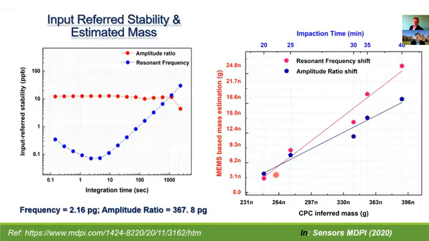And then by combining the previous sensitivity data and this stability data, the input referred stability was calculated. This input referred stability is calculated to obtain the minimum mass that can be sensed based on the frequency shift output metric, which is the traditional method, and the amplitude ratio shift output metric. So while observing the minimum mass that can be estimated based on the frequency shift output metric and the amplitude ratio shift output metric, it was seen that the minimum mass that can be estimated based on frequency shift is 2.16 picogram and amplitude ratio is 367.8 picogram.